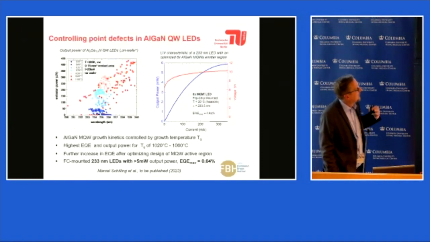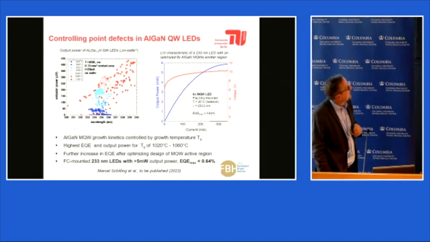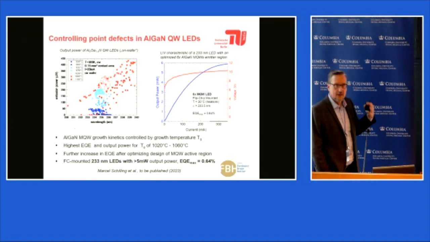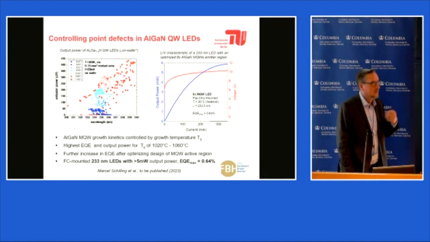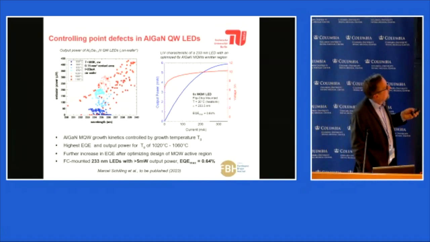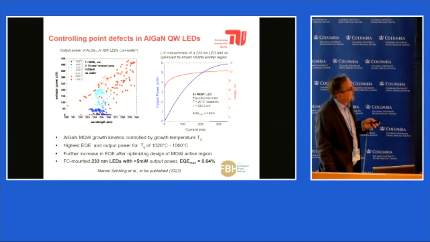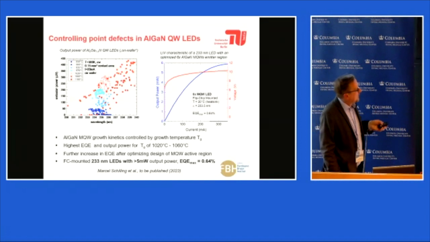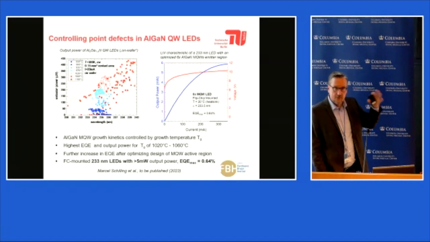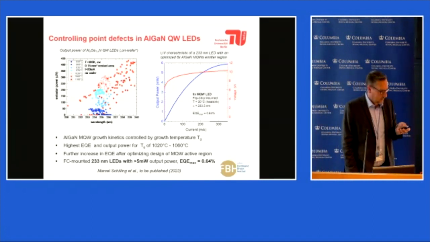And of course, we think we can improve on that, and we have some success here already. So to control point defects, you can play a lot with the materials growth conditions. This is a technology called metal organic vapor phase epitaxy that's also used for blue and green LEDs. And with that, you can find better growth conditions to reduce point defects, which also enhances the efficiency of your device. So this is the next generation, which had 5 milliwatt output power and an efficiency which almost doubles the original one, with 0.64% EQE.